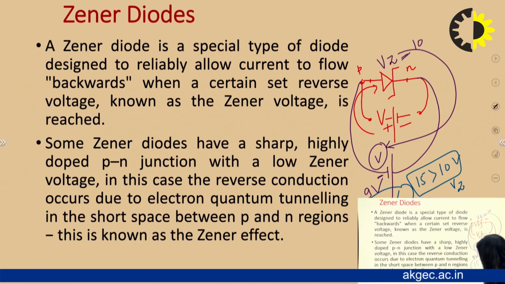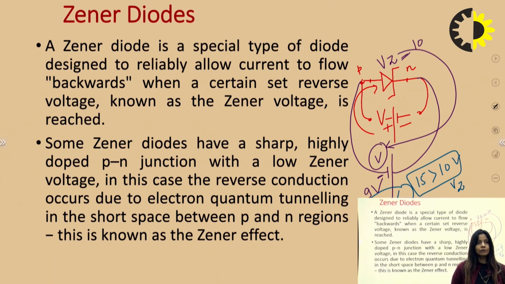That means the Zener diode in forward bias condition behaves in a normal manner, just like a PN junction diode does. But when the reverse voltage across the Zener diode exceeds its Vz, it becomes a battery of Vz with the reverse polarity. That is the main point which we should remember.